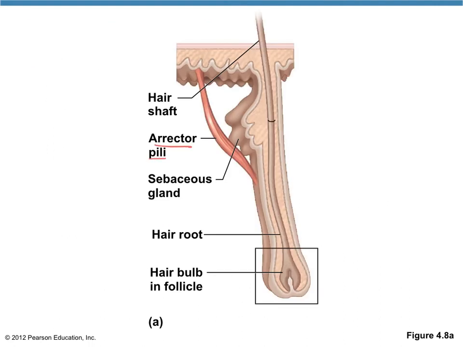The muscle that's associated with the hair follicle looks like this. This is the erector pili muscle. When it contracts, it pulls the hair follicle so that the hair stands straight up. And that's what gives you goosebumps or goose pimples.